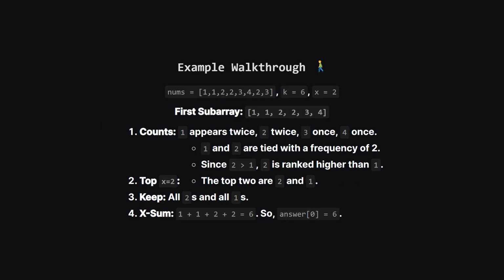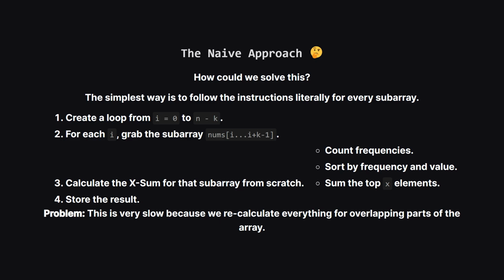Okay, let's walk through the first part of the example from the problem description. Our first window of six numbers is 1, 1, 2, 2, 3, and 4. First, we count them up. We have 2 ones, 2 twos, 1 three, and 1 four. We need the top two most frequent. The numbers 1 and 2 are tied for the top spot. According to our tiebreaker rule, the bigger number wins, so 2 is considered number 1, and 1 is number 2. So we keep all the 2s and all the 1s, add them together, and we get 6. That's our first answer.